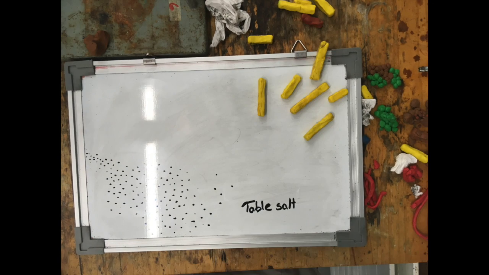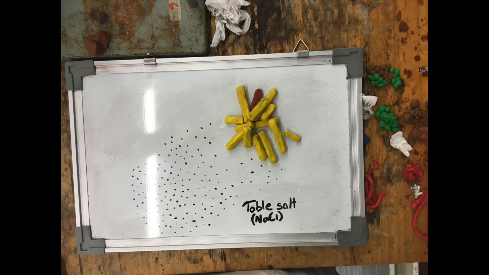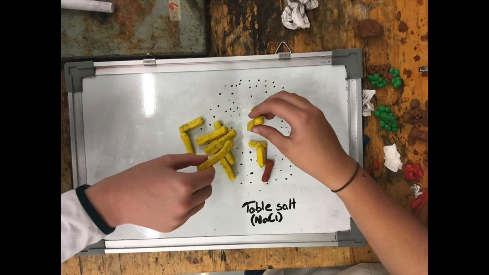We use it in many things. Fish and chips, for example, are dusted in sodium chloride to add to the taste and make them more palatable.